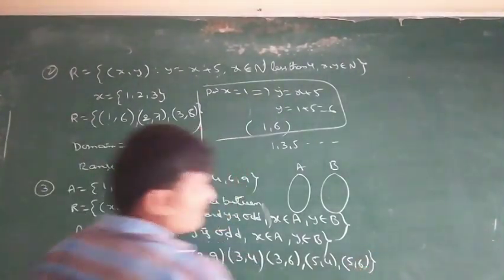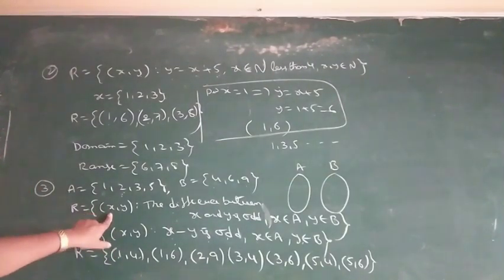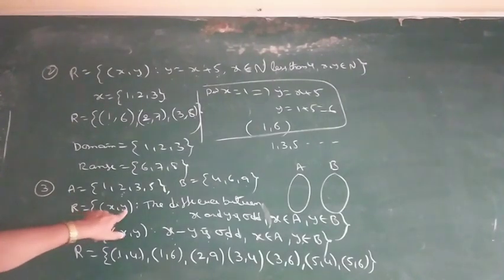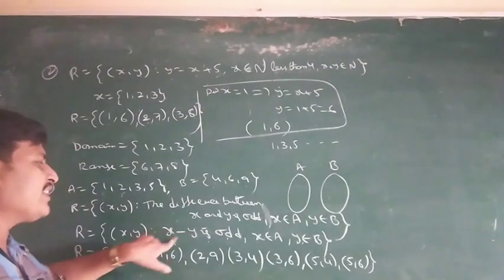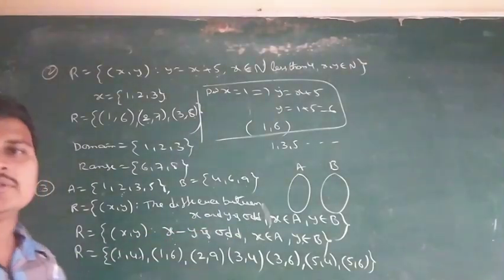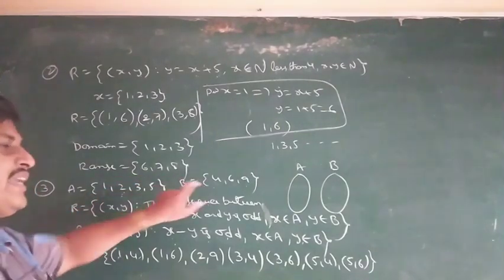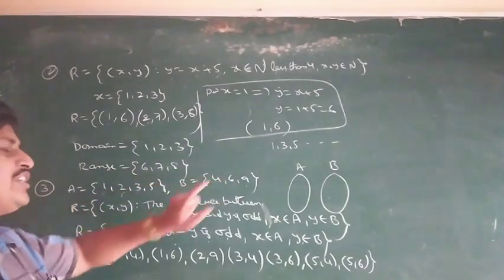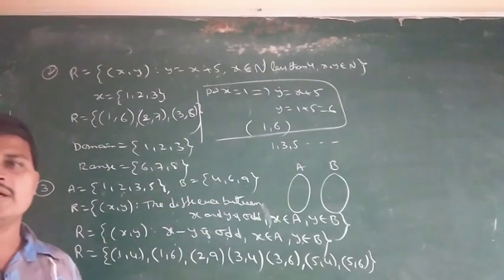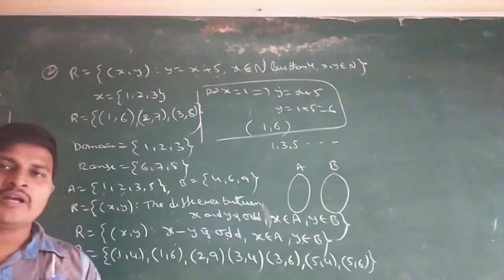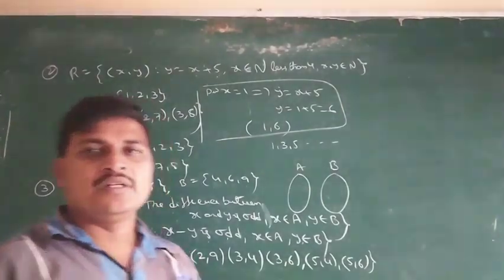Okay, once again, the given condition is an ordered pair: first the x value, next the y value. So the difference between x and y, that is x minus y, is odd. You have to take any value from a and b. x is only from a, y is only from b. The difference is an odd number. Minus 3 is a negative odd number, 3 is a positive odd number. So negative values are also odd.